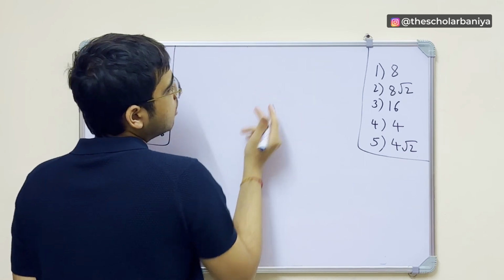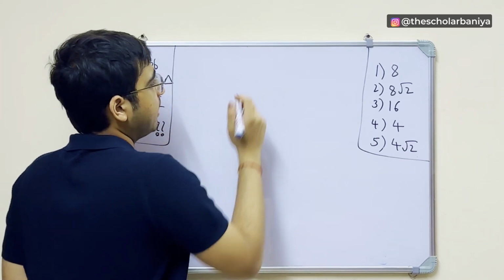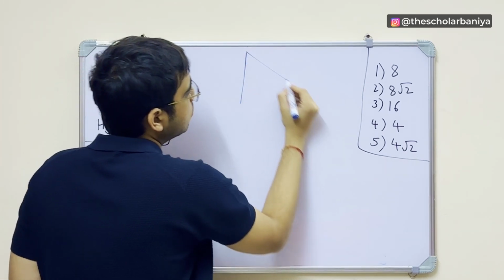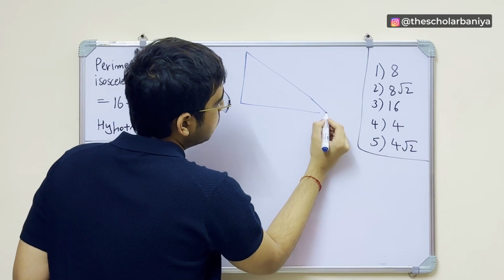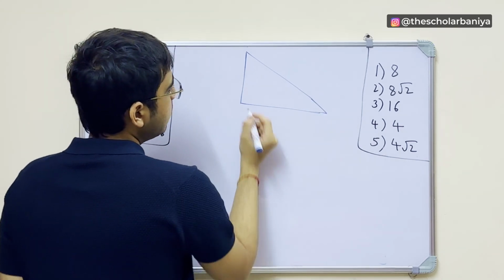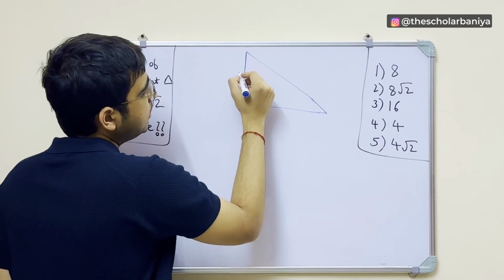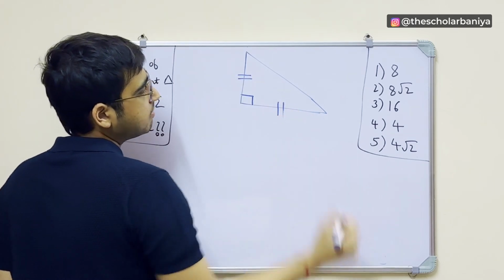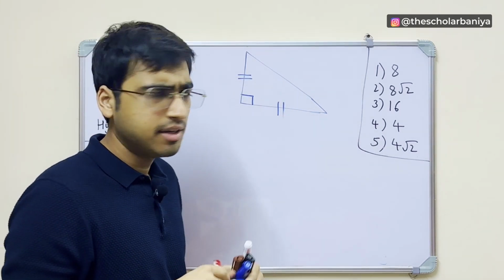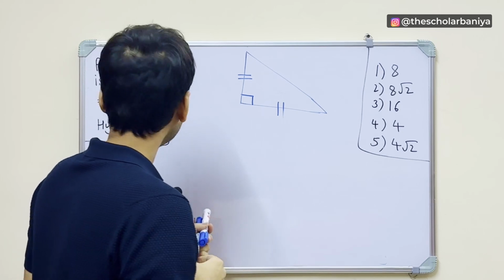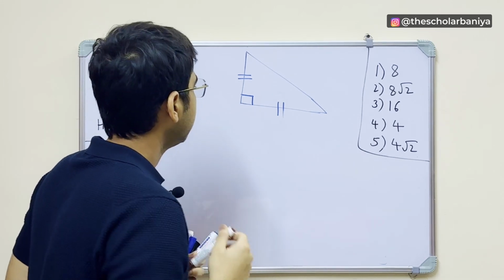So let's draw an isosceles right angle triangle, right? So this is a right angle triangle, and this is 90 degrees. An isosceles right angle triangle means this side is equal to this side. I hope this is absolutely clear, right? Okay. Now, tell me one thing.